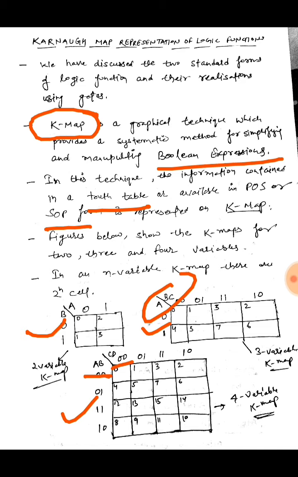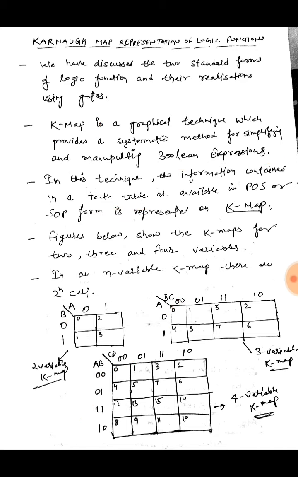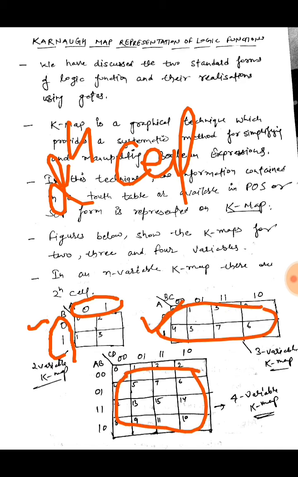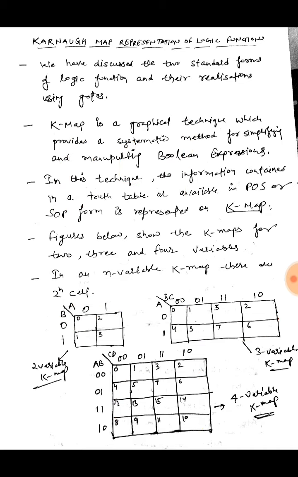So we have already seen that any variable can take only two values, that is 0 and 1. So if I take the example of a 2 variable K map, then A can take the value 0 and 1. Similarly, B can also take the value 0, 1. So for a 2 variable K map, I am having 4 cells. That is, if I have an n variable K map, then it will have 2 raised to power n cells. Similarly, if 3 variables are there, it will have 8 cells. If 4 variables are there, it will have 16 cells, that is 2 raised to power 4.